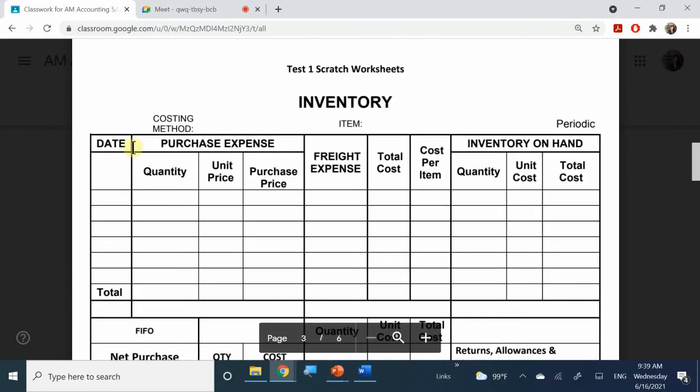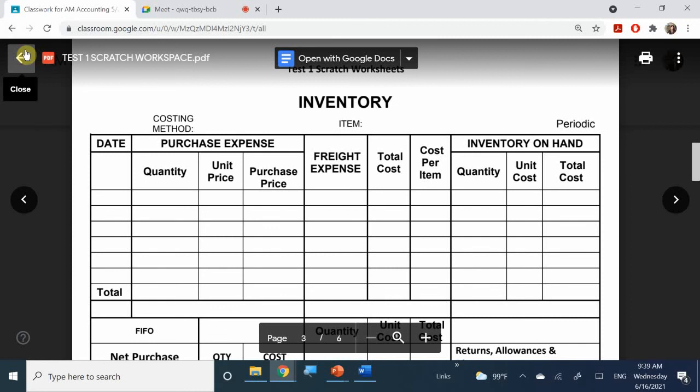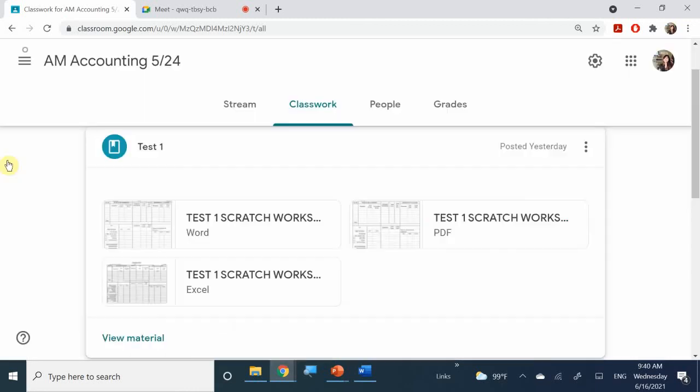So here, I provide the worksheets for you. I provide it in all 3 formats: Word, if you want to type it in, PDF if you want to print out and write everything in, or Excel if you prefer and understand how Excel works. You can use your formulas and type everything in. Now, what I've seen some students do, if you are studying for the exam, is take this scratch work paper and write down the formulas on there, so when you take the exam, you can just answer the question right then and there.